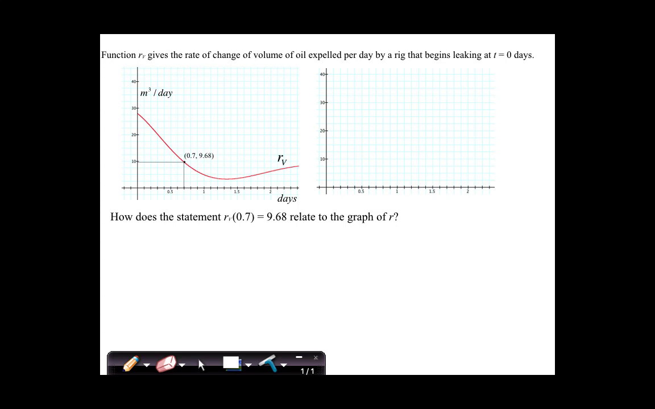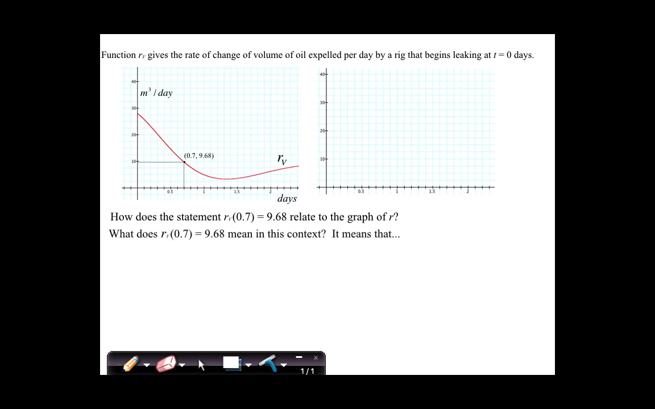In this moment, the small interval of time right around 0.7 days, 7/10 of a day, which is, I don't know, more than 12 hours, but I don't know what 0.7 of a day is. But 0.7 of a day into the oil spill, this is the rate at which the oil is leaking. It's not an amount of oil, it's just the rate at which it's leaking. So if that were to continue for a whole day, in that next 24-hour period, 9.68 cubic meters of oil would leak. But we know it doesn't keep that rate. It actually decreases after that. It goes back up a little bit, but never that high again.